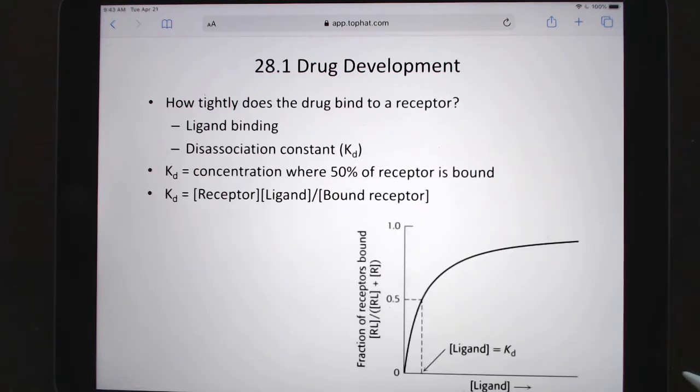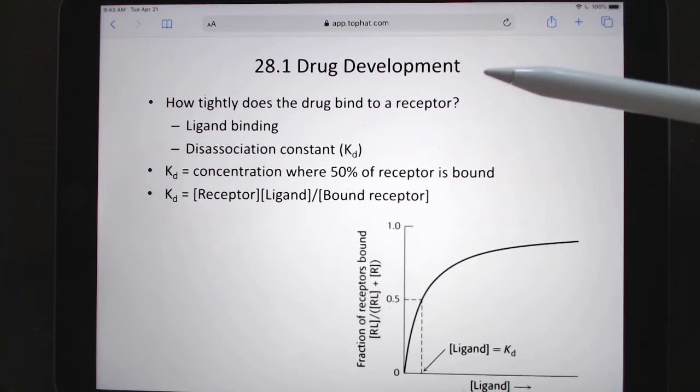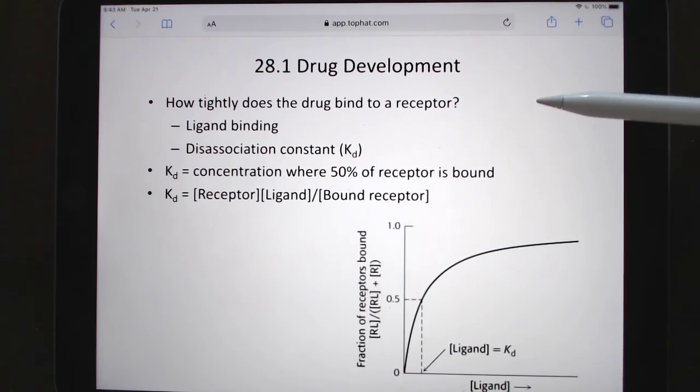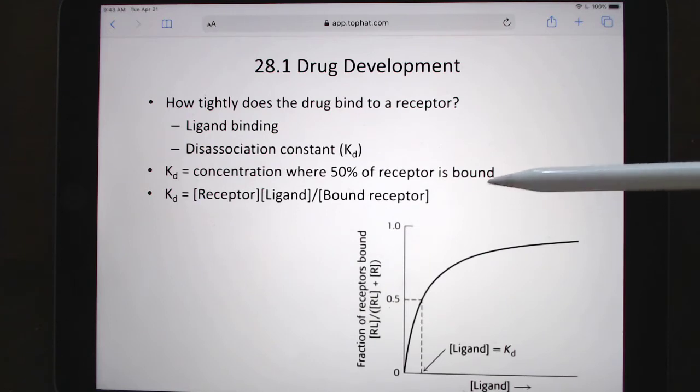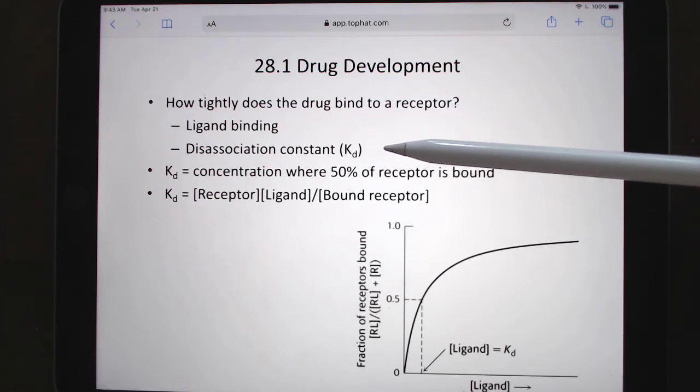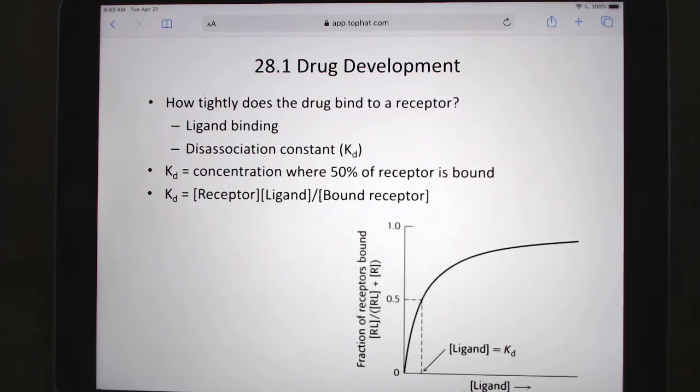So for drug development, a lot of this is going to be about how well the drug works. The first part of this is looking at what are called KDs, the association constant. This is very similar to the KM, where you usually look at 50% of the receptor bound. KD is receptor times ligand divided by receptor bound, and these are typically given as a concentration. So what ligand concentration is half the receptor bound.